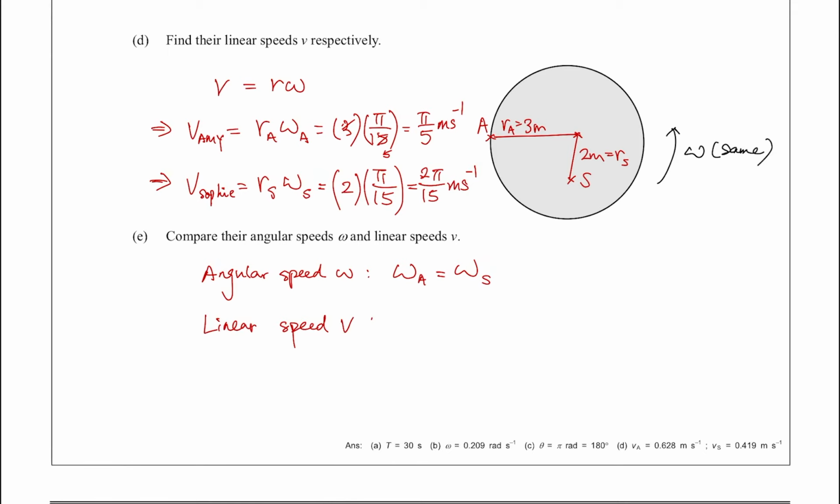For linear speed, the speed that Amy and Sophie are going, Amy's will be larger than Sophie's speed. It is because Amy is at the outer rim, so the radius of Amy is larger than the radius of Sophie. So she has to move faster.